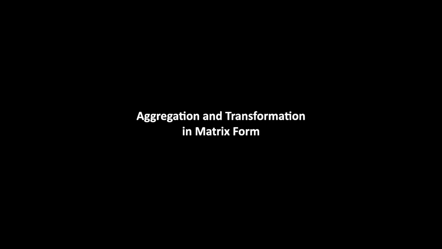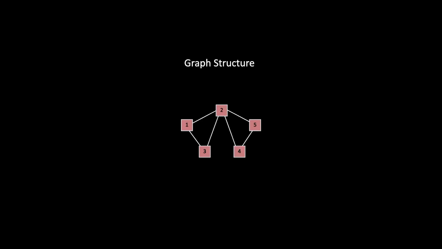In the previous video, we saw the aggregation and transformation math in formula form. I find it easier to understand this math in matrix form, and that's what we'll take a look at in this video. Consider this particular graph with 5 nodes. Now every node is connected to a number of other nodes, and each node has a set of features.